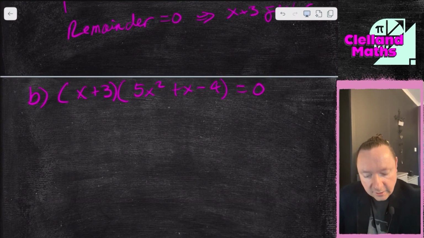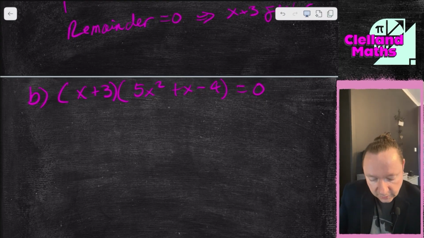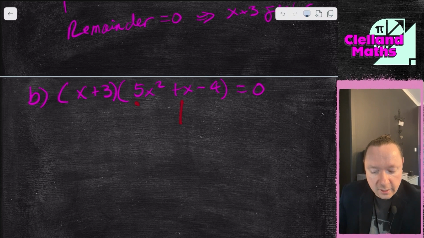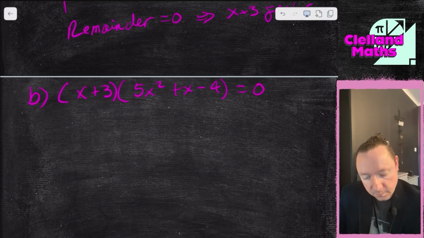So a little bit of hard factorising if it does factorise. Now if you're not sure if it factorises, check the discriminant. 1 squared is 1, 4 5s is 20, 20 times 4 is 80.